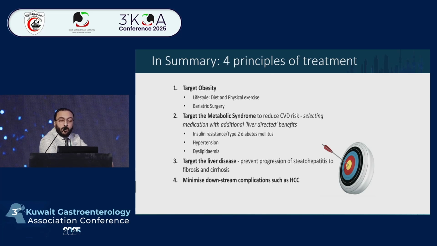Always target their metabolic risk factors: diabetes, hyperlipidemia, and hypertension. Third, if resmetirom is available, which is the first targeted therapy, we can give resmetirom to F2, F3 fibrosis, and always try to minimize the downstream complications and always screen for HCC in cirrhotic patients.